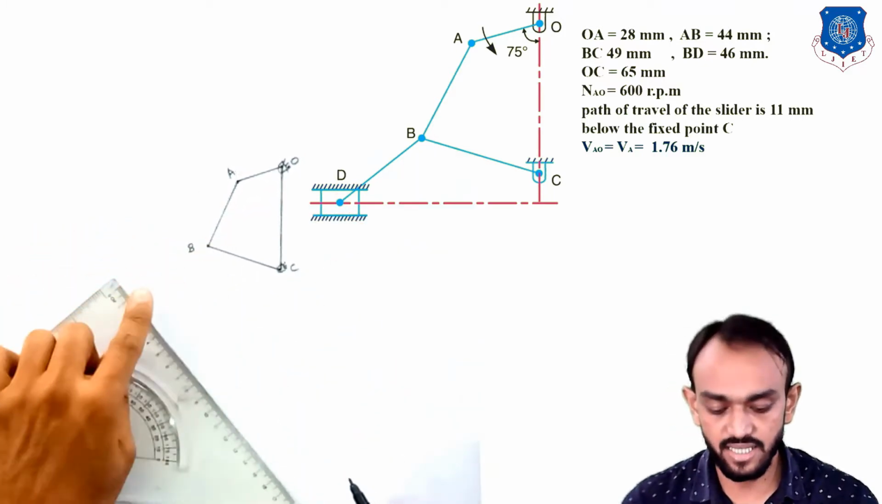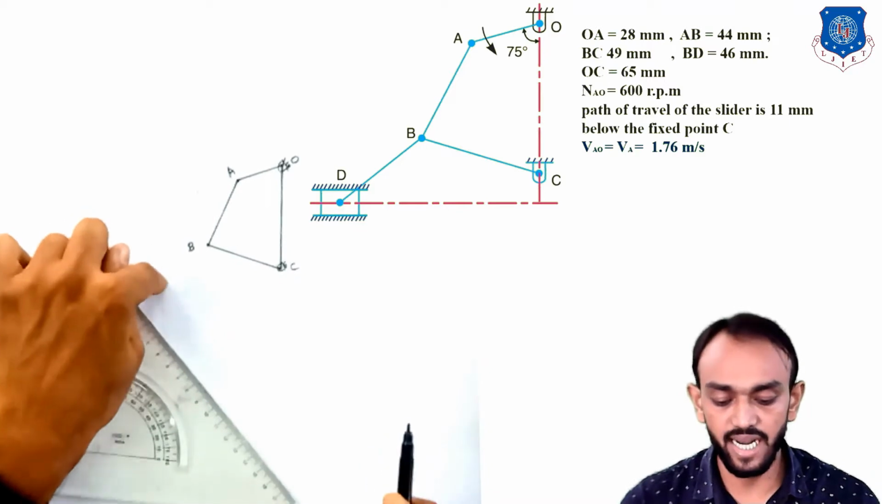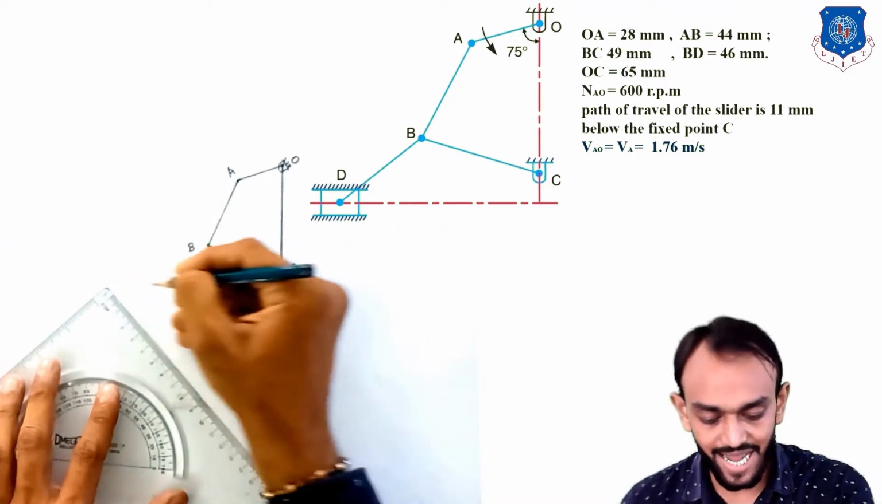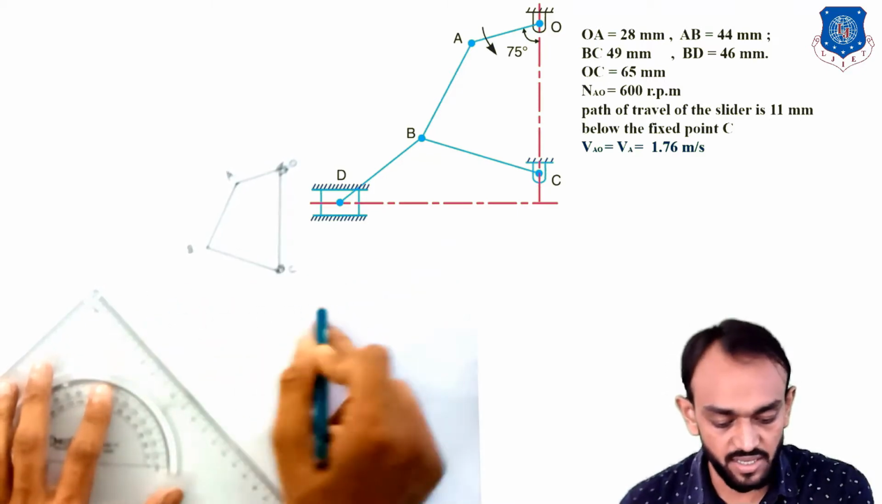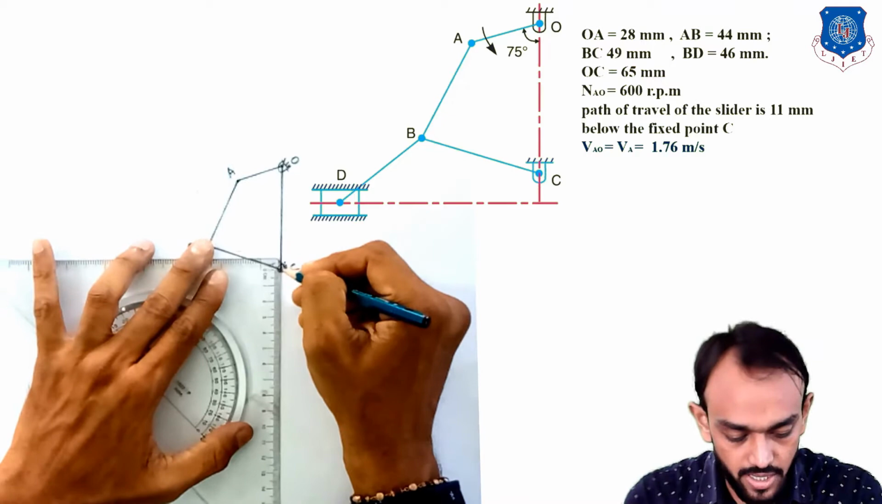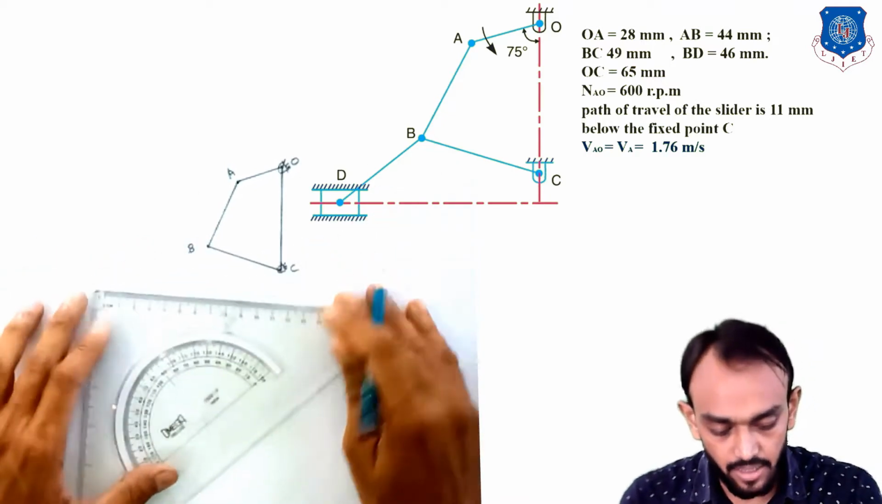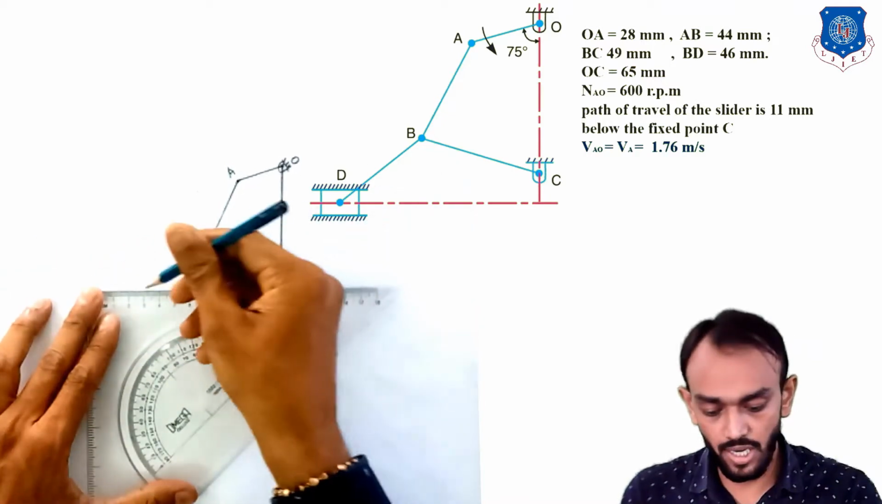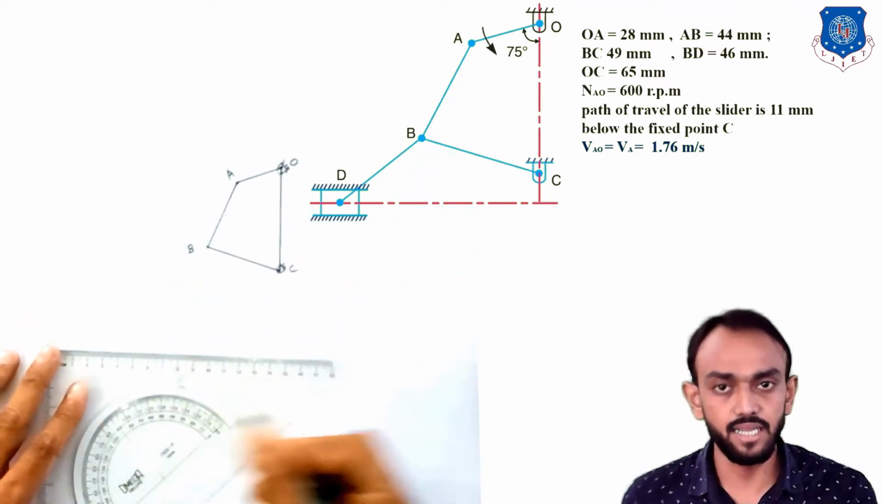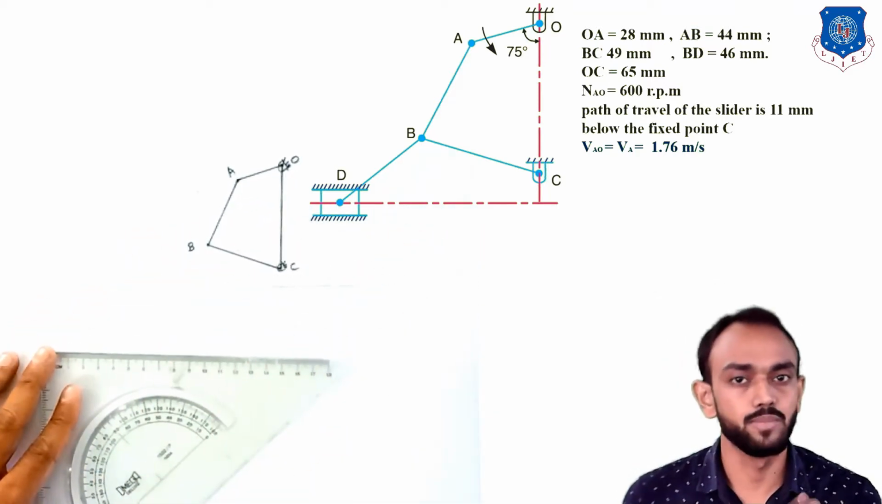Now we need this D point, and how will you get it? You know that from C the line of action of that piston is 11 mm below. So I will draw here 11 mm and a horizontal line, which indicates the center line of that piston.